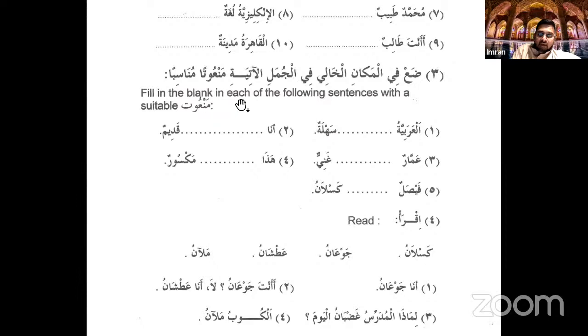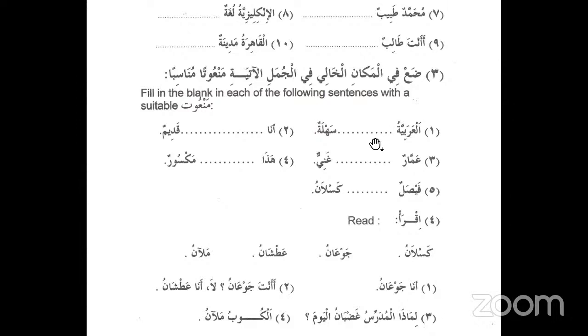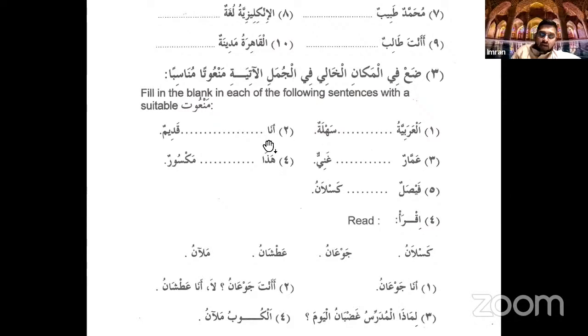So fill in the blank in each of the following sentences with a suitable man'ud. So the Arabic is easy. What is it? Arabic is a language. Yes. Next one, Tasina. Number 2. I am an old student.